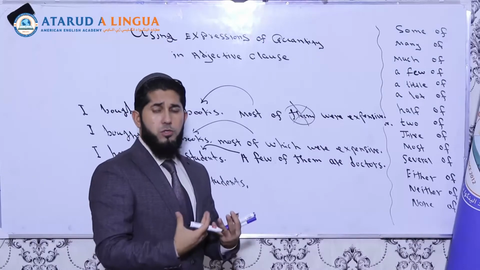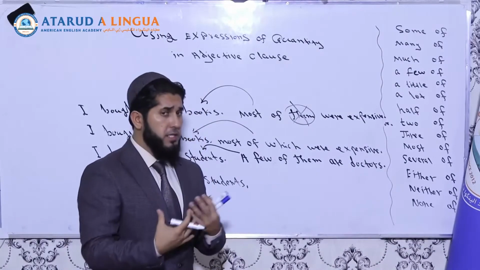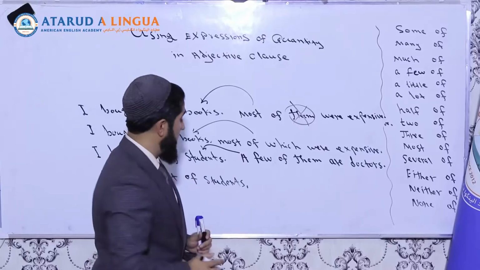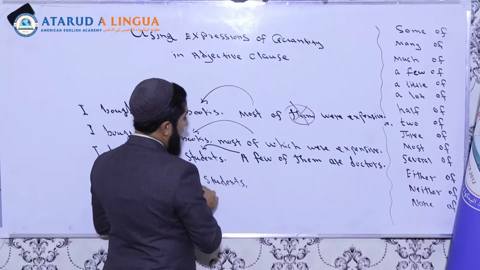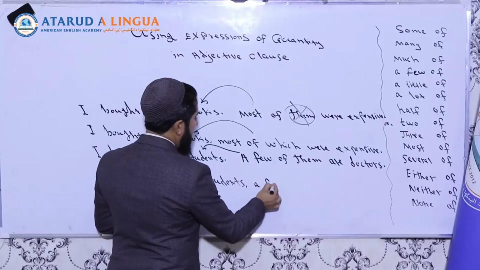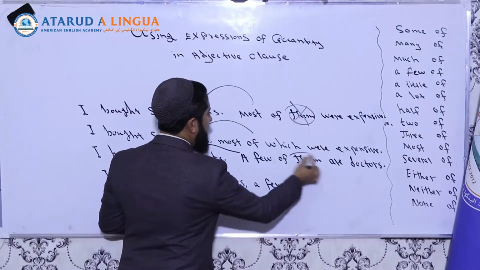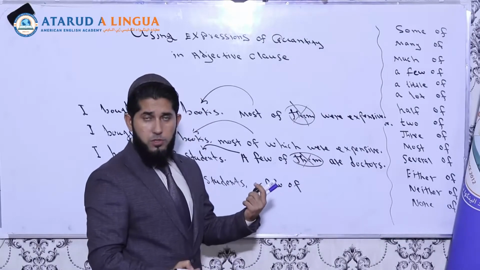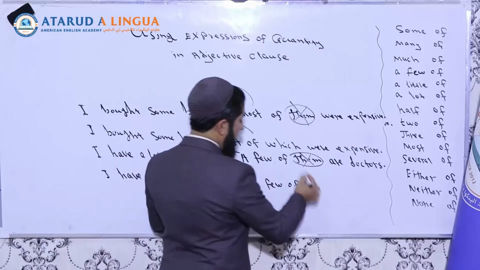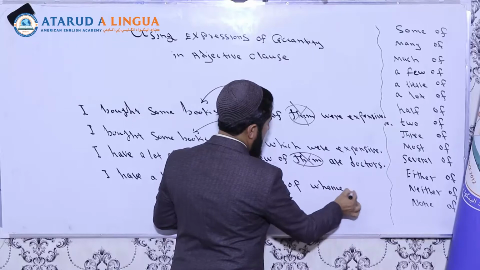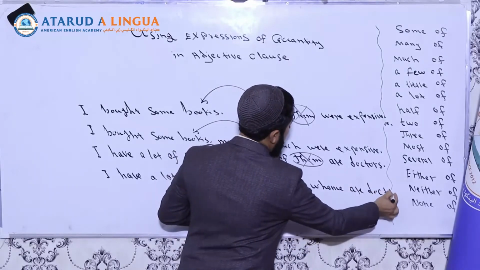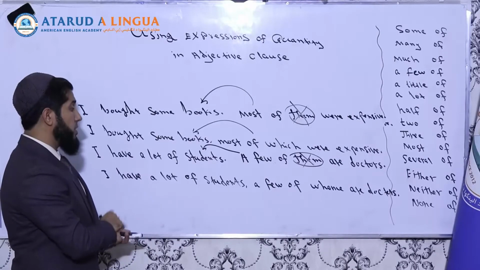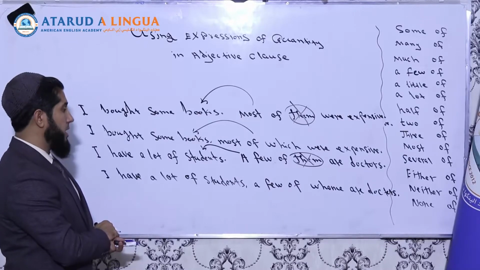While you are trying to use expressions of quantity in adjective clauses, you need to use a comma right before the expression of quantity. Don't forget this. So here we use a comma. And instead of a few of them, we remove the personal pronoun them, and instead of this we use a few of whom. A few of whom are doctors. So now this is a complex sentence containing an adjective clause. I have a lot of students, a few of whom are doctors.